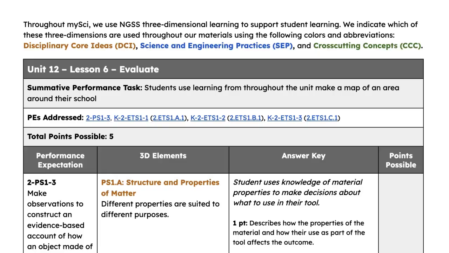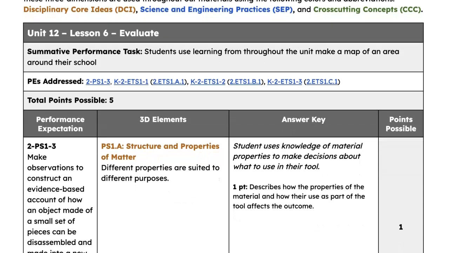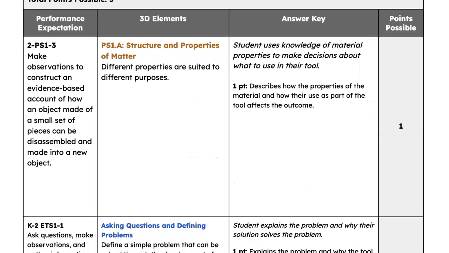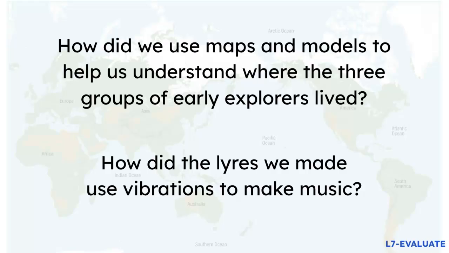And for the Evaluate, you'll use the Unit 12 Summative Performance rubric to evaluate the tools. You'll then have a discussion to review what students have learned about maps, landforms, bodies of water, and the materials early explorers used. The goal of this class discussion is for teams to revisit the learning throughout the unit and to wrap up the unit.